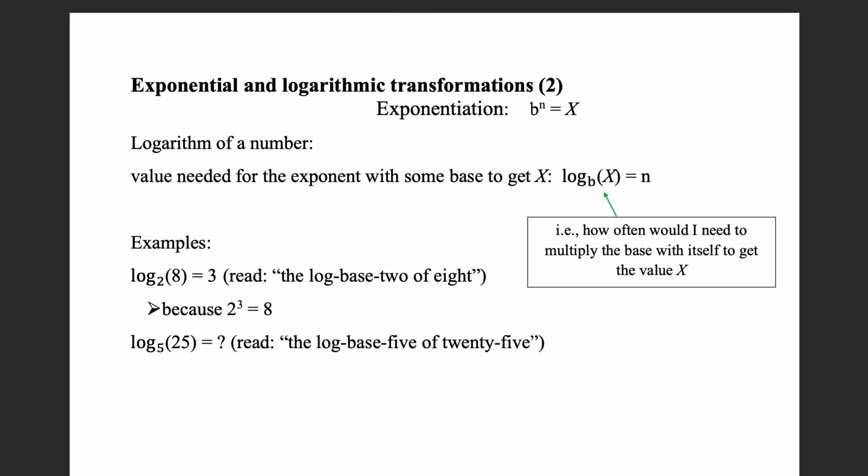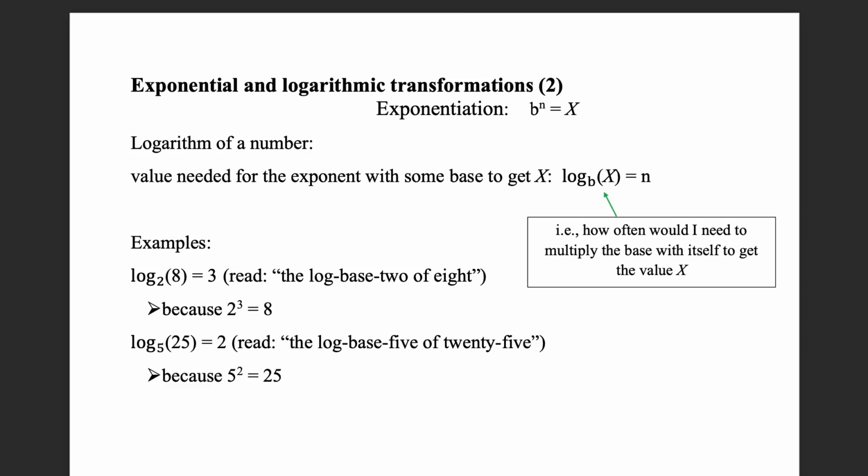So in other words, we're picking 5 as the base number. And we want to figure out, well, to what power would I need to raise 5 to get the result of 25? So what is log base 5 of 25? To what power do I need to raise 5 to get 25 as a result? It is 2. Why is it 2?